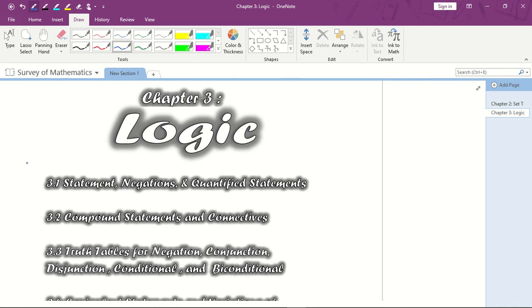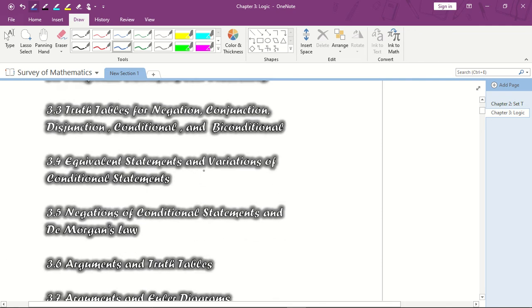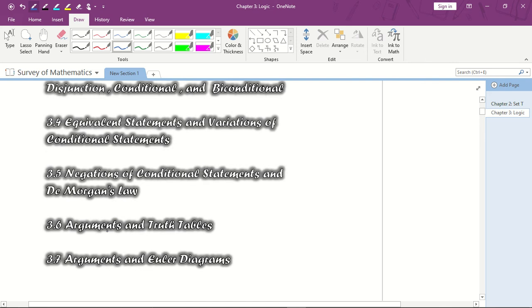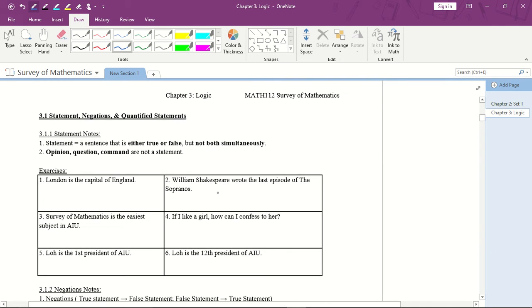Now, Chapter 3 Logic. Basically, I have arranged it into 7 subchapters, from 3.1 until 3.7. It might be different from the textbook, Thinking Mathematically, however the contents are the same. It's just the arrangement that I changed a little bit to make it easier for me to teach. So let's continue.